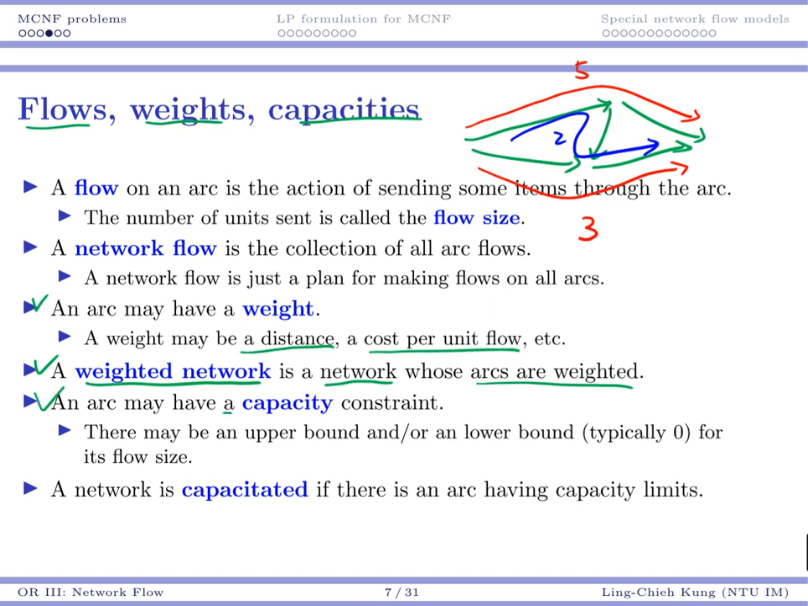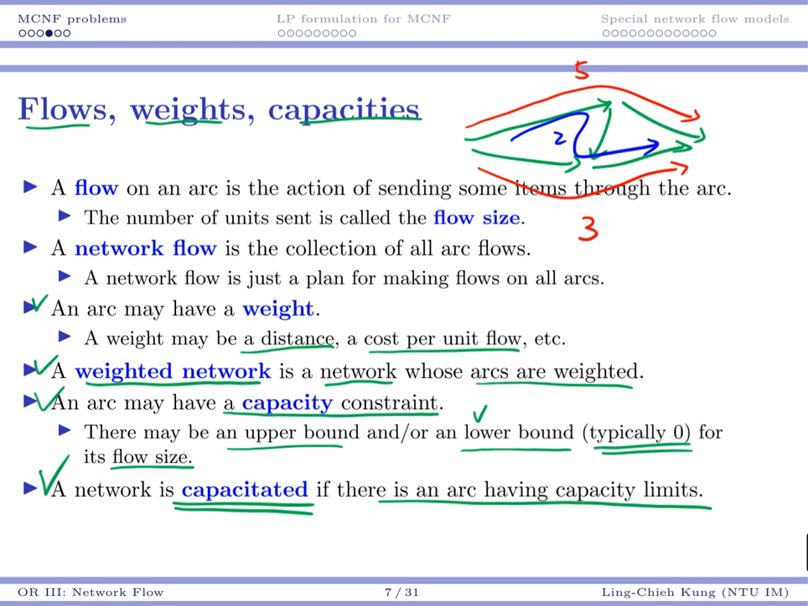An arc may have a capacity constraint. That means there may be an upper bound or lower bound for its flow size. It's possible that you may ship items from here to there, but you have only 1 truck or only 1 flight. In that case, the number of items that you may ship is upper bounded by the capacity of your carrier. The lower bound is seldom mentioned. It's typically 0, but in some special applications, you also have lower bound limitations. Finally, a network is called capacitated if there is any arc having a capacity constraint. In that case, we say your network is capacitated.